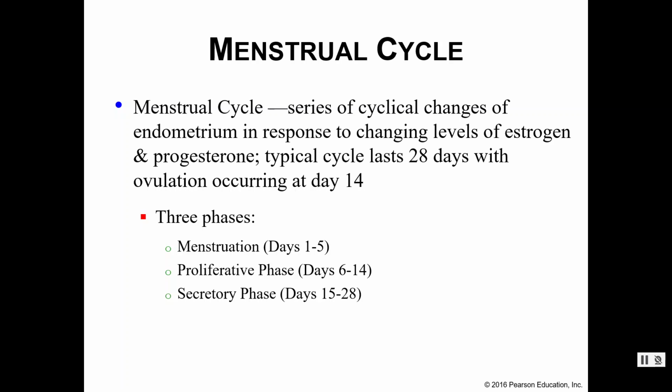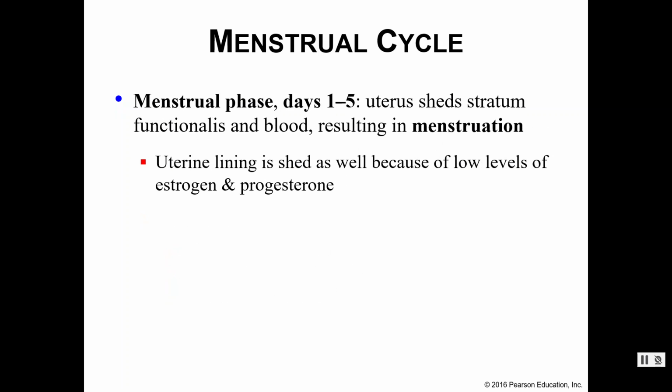So, first things first, the menstrual phase, days 1 through 5. During the menstrual phase, you are going to experience menstruation, which is the shedding of the stratum functionalis and the blood associated with that from the uterus itself. The uterine lining will also be shed because of the low levels of estrogen and progesterone that are being experienced during these 5 days.